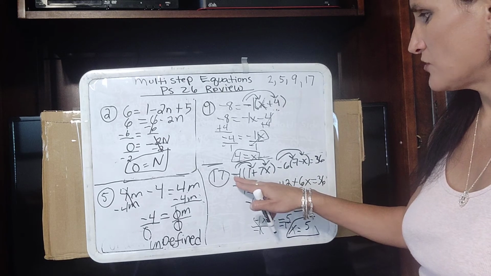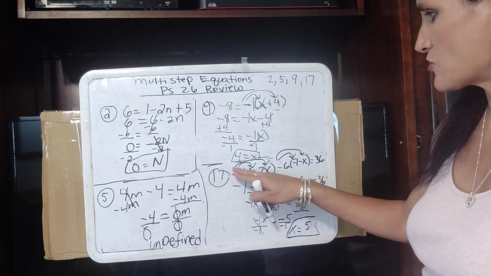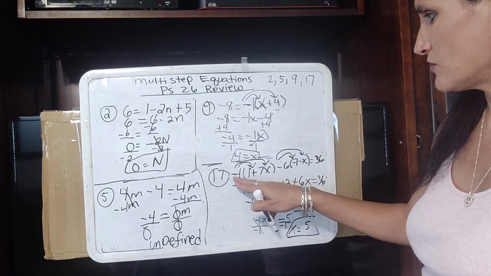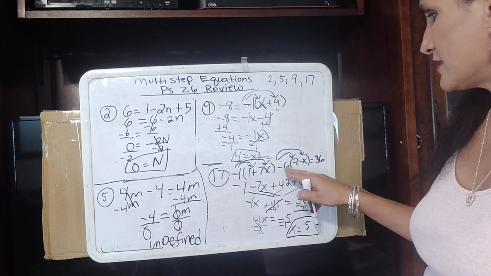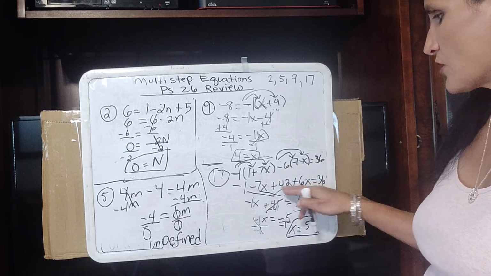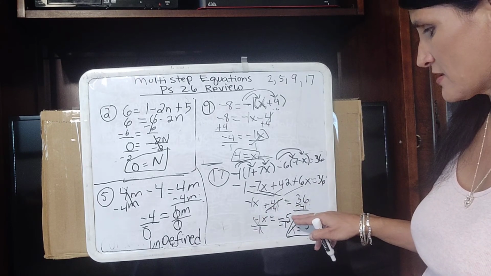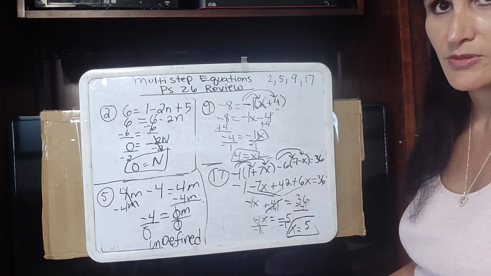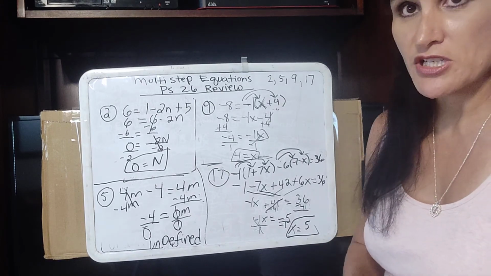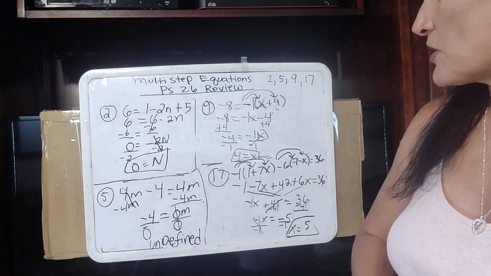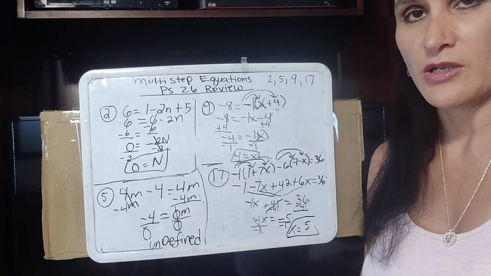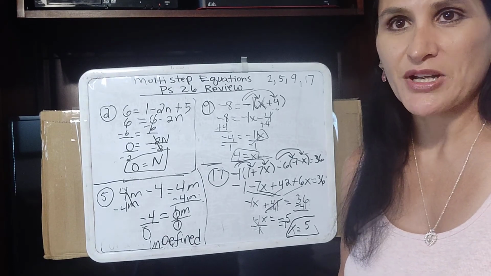We had a negative over here and a negative over here, so we distributed by multiplying the negative 1 to these terms and the negative 6 to these terms. We combined our like terms, and then we put the variables on one side, the constants on the other, and we solved for the variable. That is the worksheet titled Multi-Step Equations. It is a review of problem set 26. So if you have any questions, let me know.